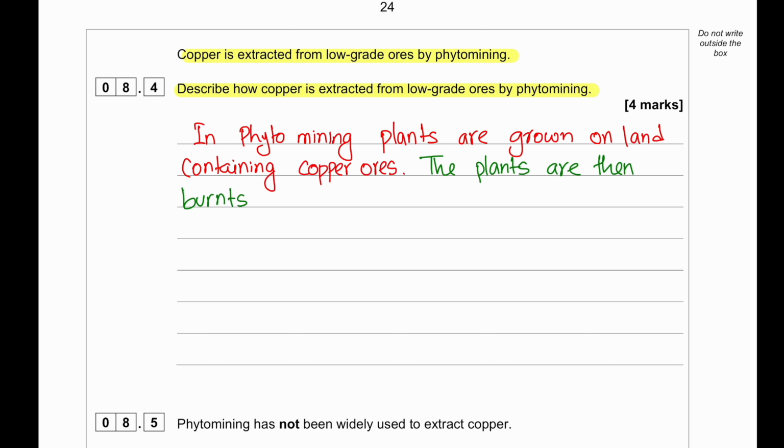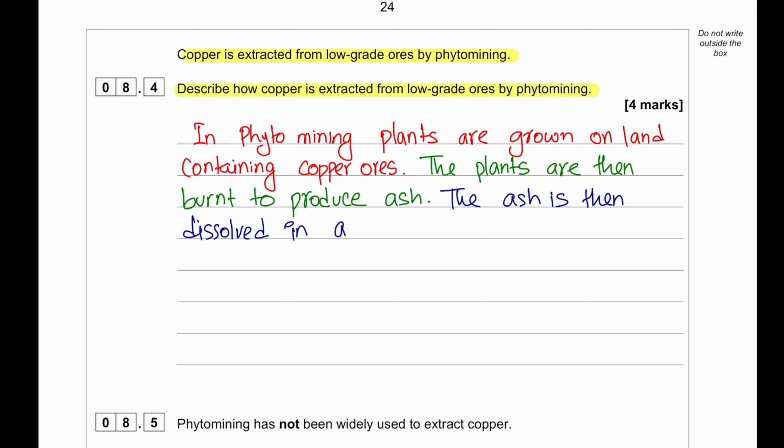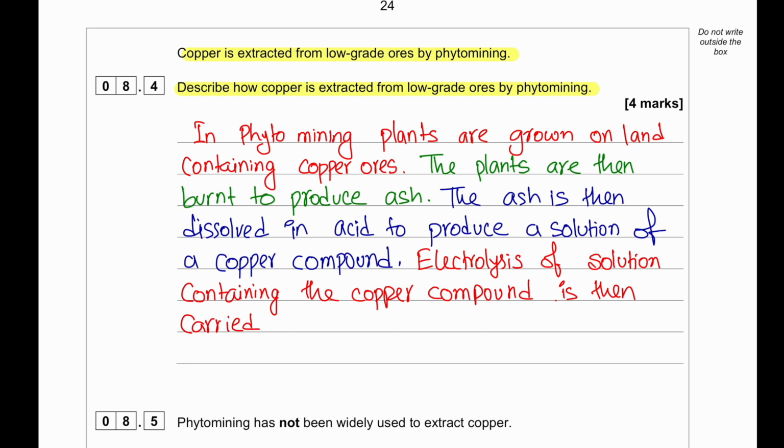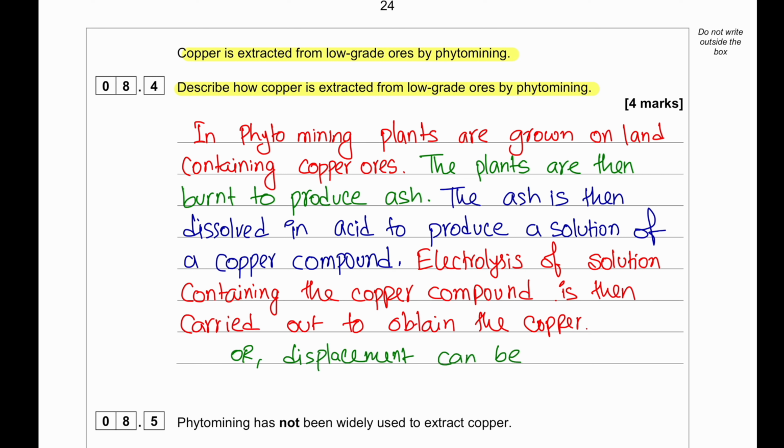produce the ash. The ash is then dissolved in acid to produce a solution of copper compound, and then by using electrolysis of that particular solution, we can extract the copper, or we can use a displacement of copper from a solution containing copper compound and using a reactive metal, for example zinc or magnesium.